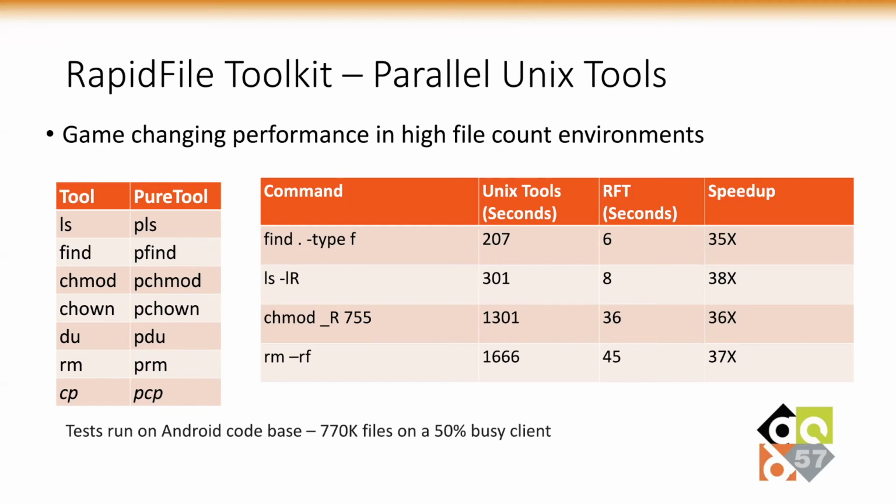I did some experiments using the Android code base, which is 770,000 files. And these were the kind of improvements I saw. So for Find, for example, I saw a 35x speed up, ls -lR 38x, chmod 36x, and RM. And this is different from the fast remove. This is a file-based single RM, 37x speed up on that as well.